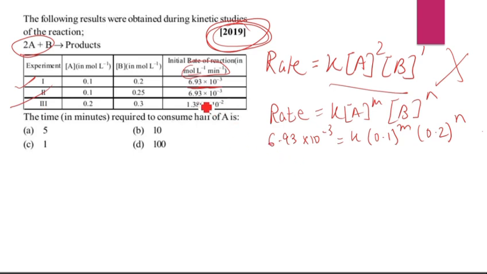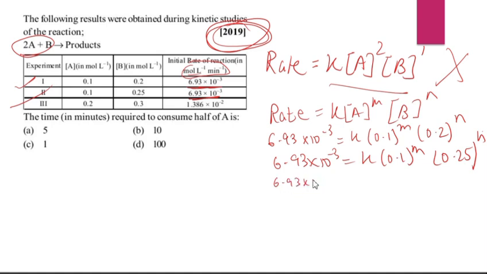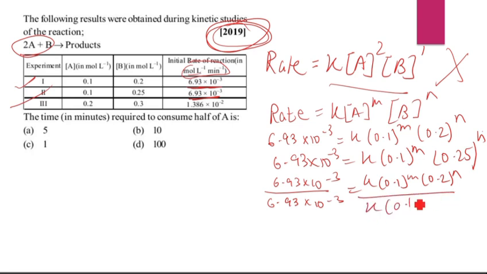Okay, now for the second one, it is 6.93 into 10 to the power minus 3 equal to k 0.1 to the power m 0.25 to the power n. Now first take these two equations, now divide it. If we divide, what we will get, 6.93 into 10 to the power minus 3 upon 6.93 into 10 to the power minus 3 equal to k 0.1 to the power m into 0.2 to the power n upon k 0.1 to the power m 0.25 to the power n.